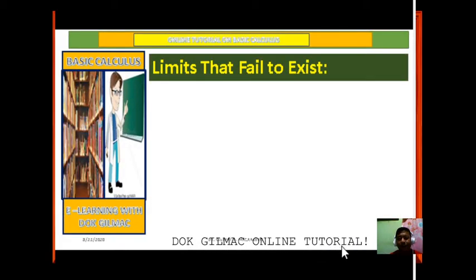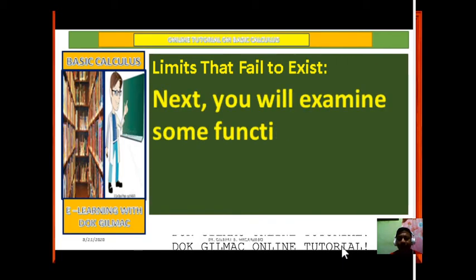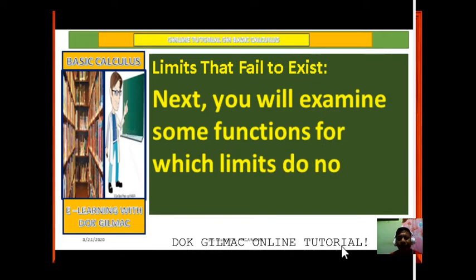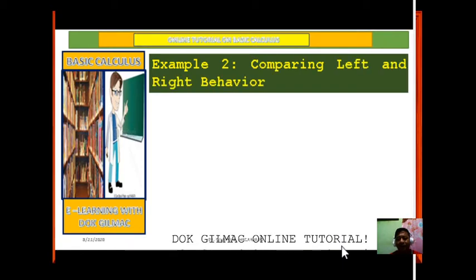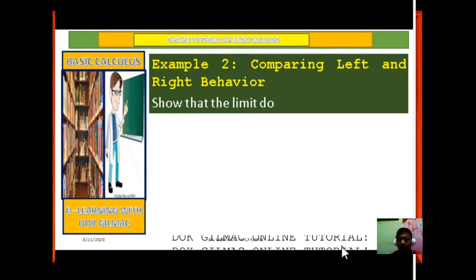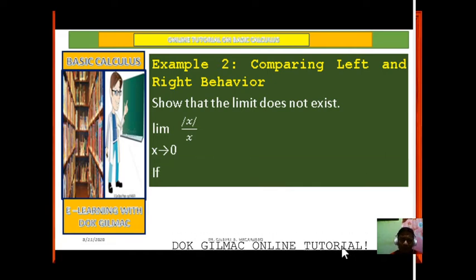Limits that fail to exist. So in this next slide, we will examine some functions for which limits do not exist. Let's have an example, comparing left and right behavior. Show that the limit does not exist. The limit of the absolute value of x over x as x approaches 0.